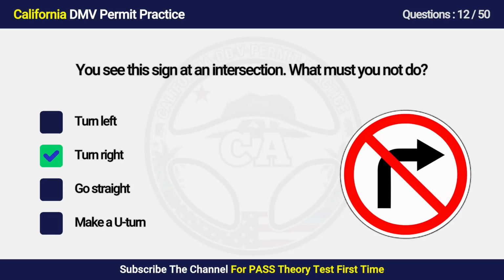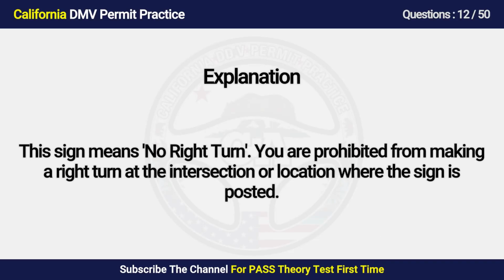Answer is B. Turn right. This sign means no right turn. You are prohibited from making a right turn at the intersection or location where the sign is posted.